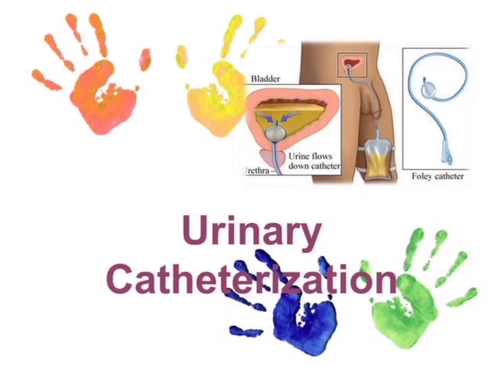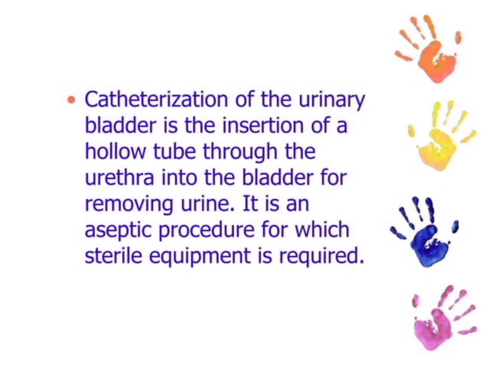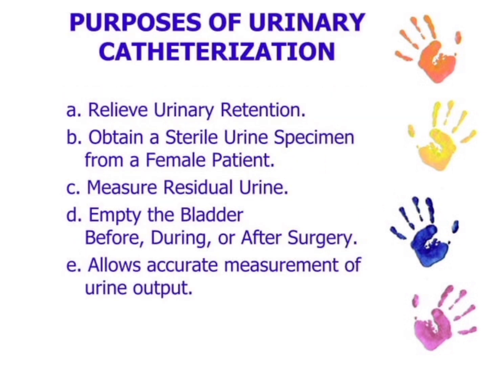Hello friends, today our topic is urinary catheterization. Catheterization of the urinary bladder is the insertion of a hollow tube through the urethra into the bladder for removing urine. It is an aseptic procedure for which sterile equipment is required.